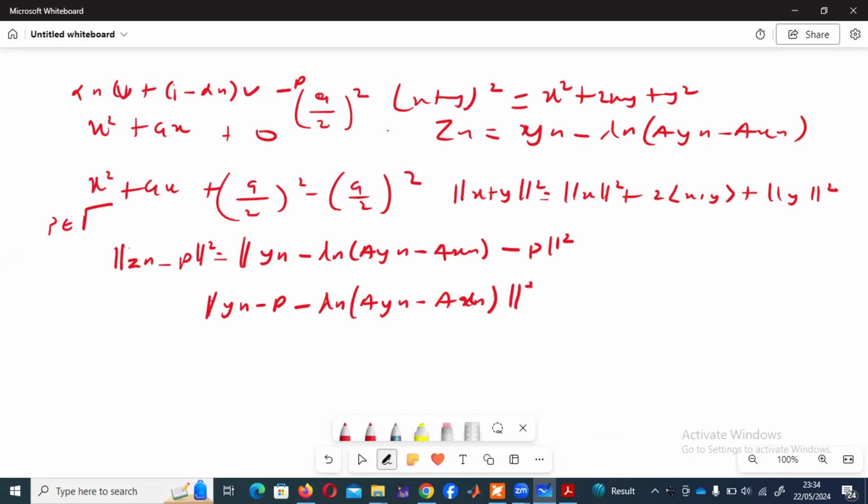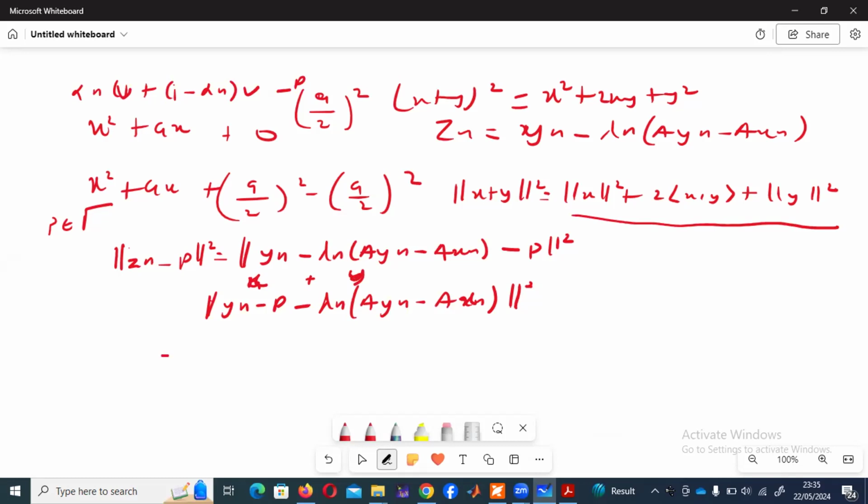So now there is a square here. Now I want to apply this lemma. I treat this as A, and this as B, X and Y. So my X is Yn minus P, and my Y is what? Minus lambda n. Exactly. So like that.